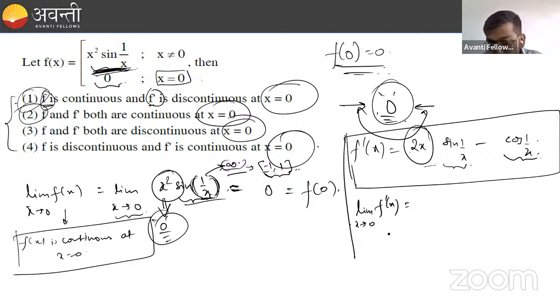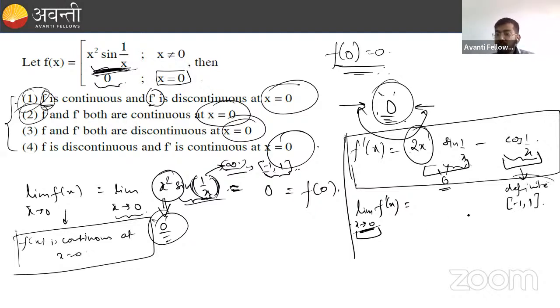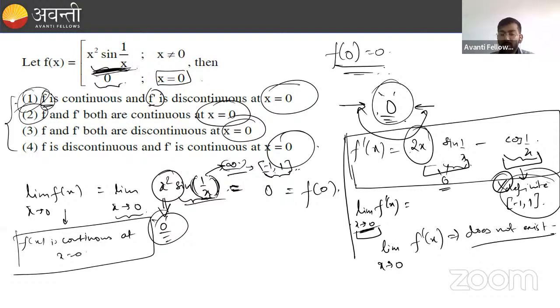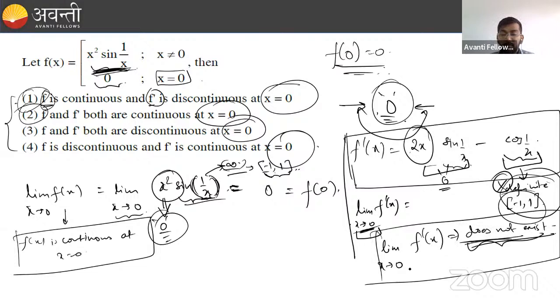So here you see, when you try to find out the limit of f dash x when x is tending to 0, this part comes out to be 0, but this part will have some definite value in between -1 to 1, right? And what is that definite value? We cannot define. So that is why the limit x tending to 0 for f dash x does not exist here, correct? We know that there is some value in between -1 to 1, but we don't know what exactly that value is. So hence we cannot say that the limit is defined, and therefore the limit does not exist for f dash x at x equals to 0.